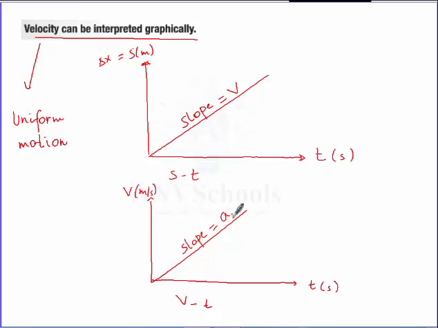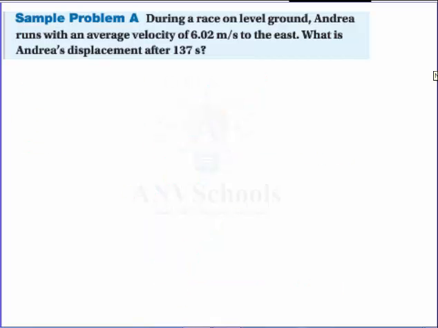So we can also express the velocity of the object graphically. Actually, these are simple examples. We will see it in detail. Let's see sample examples of how to find the average velocity of the object.